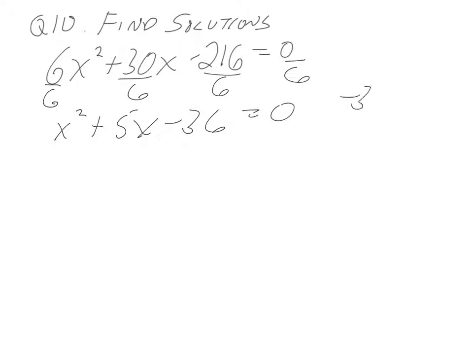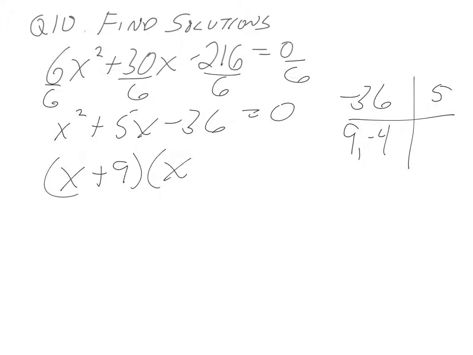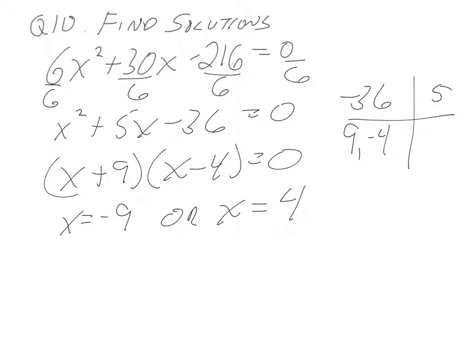Now I need two numbers that multiply to negative 36 and add to 5. Those happen to be 9 and negative 4. So my equation is x plus 9 times x minus 4 equals 0. My solutions would be x equals negative 9 or x equals positive 4. Those numbers would make the equation equal to 0.